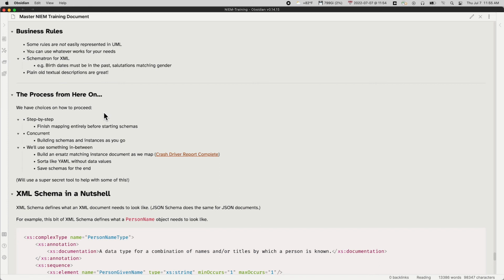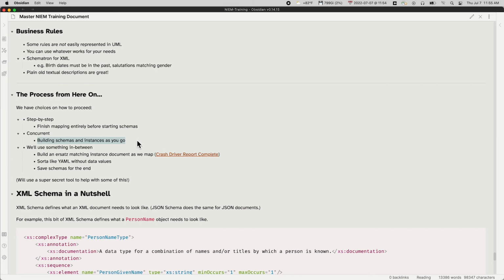Now, some people I know do all their mapping before they even look at XML and XML schemas. They will do all their mapping. They'll do an entire mapping spreadsheet. They'll be all done with the mapping, and then they'll start doing schemas. Other people will build schemas and instance documents as they do the mapping. So they'll map a few things, they'll reflect that in schema, they'll reflect that in an instance document.